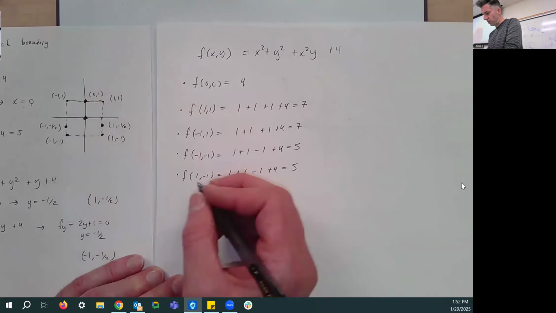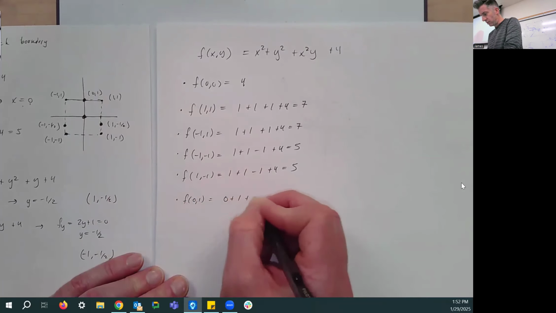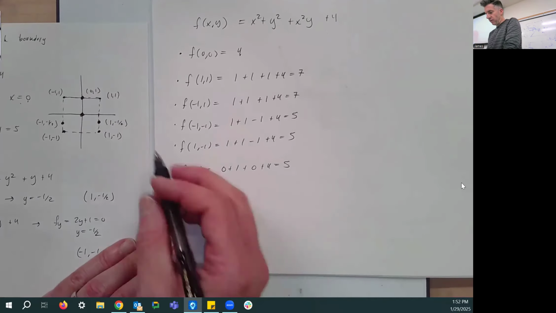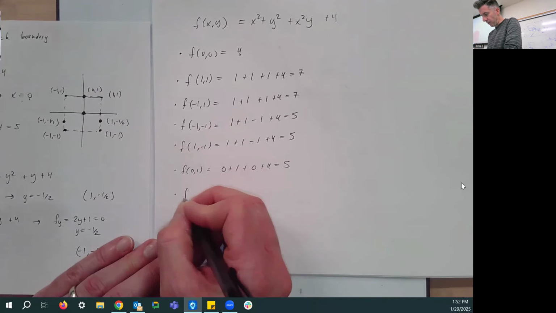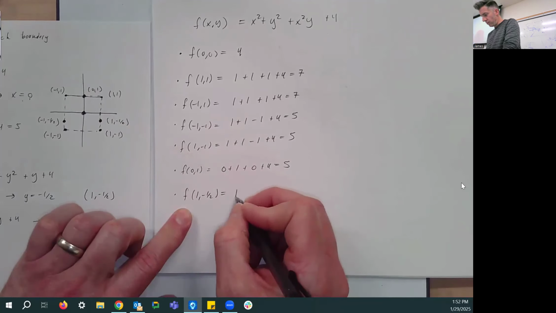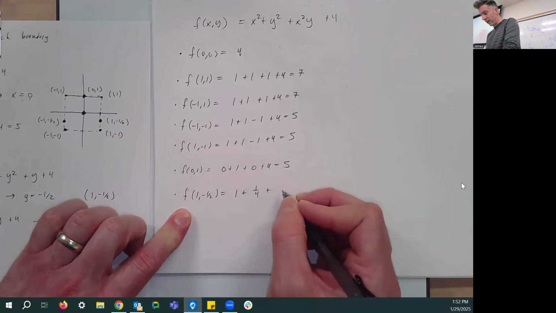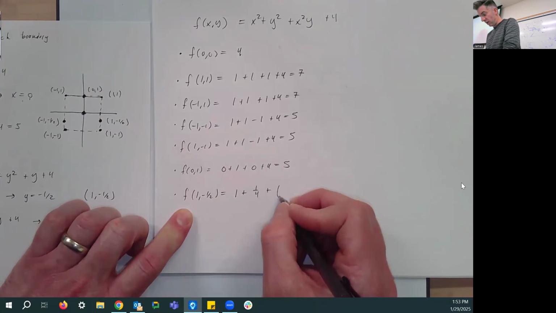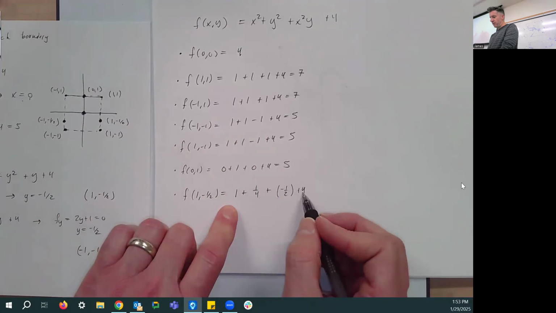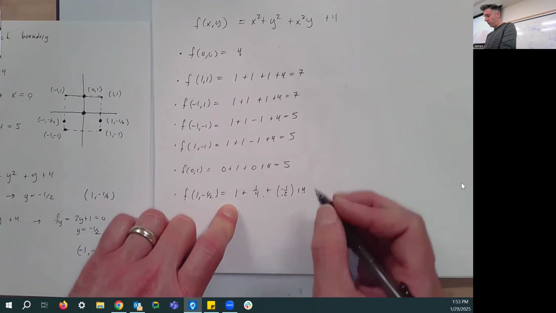Oh, let's do f of 0, 1. f of 0, 1 is going to be 0 plus 1 plus 0 plus 4, which is also 5. Now finally for the last two here, f of 1, -1/2 is going to be 1 squared plus -1/2 squared, which is 1/4, plus 1 squared times -1/2 is going to be -1/2, plus 4. It's going to be 5 plus a quarter minus a half, which is minus a quarter. That's going to be 4 3/4.